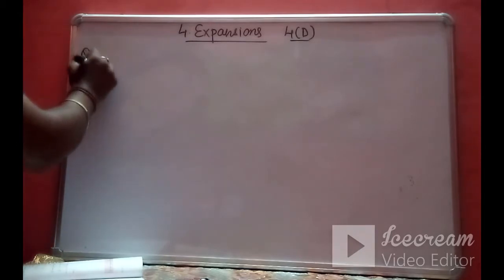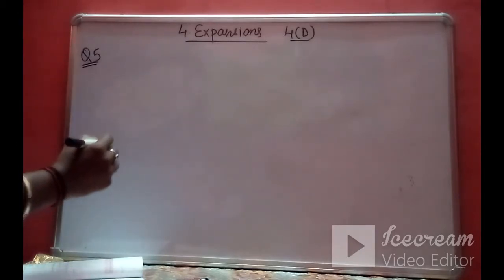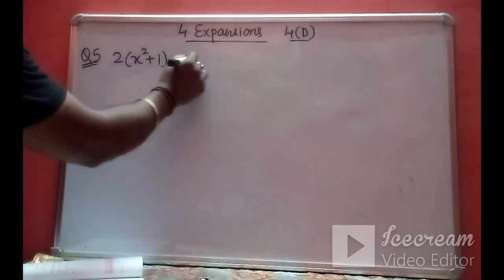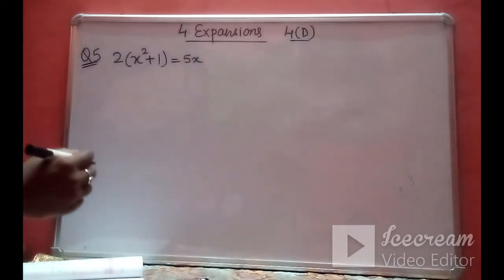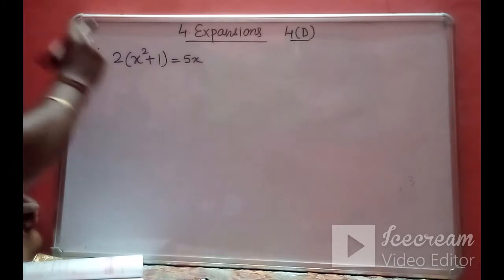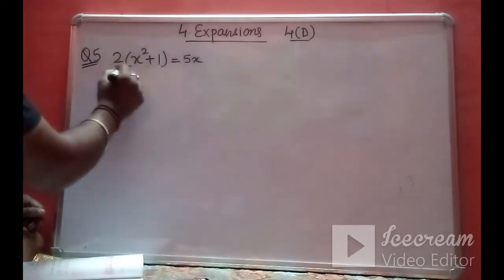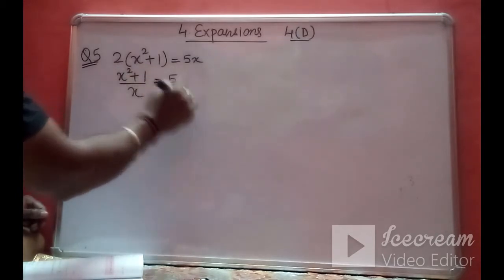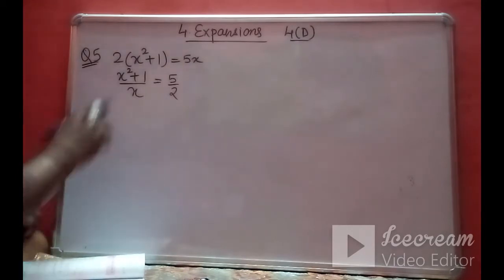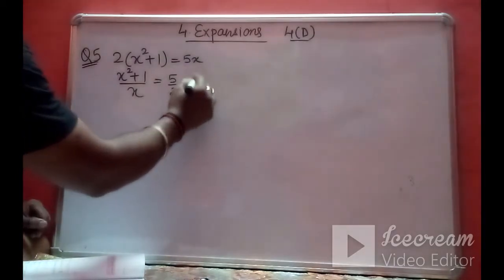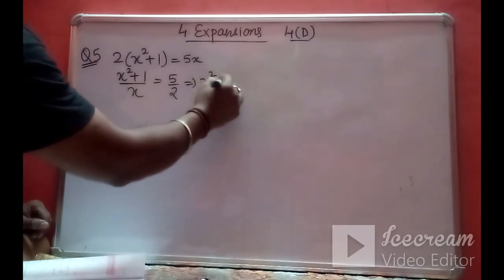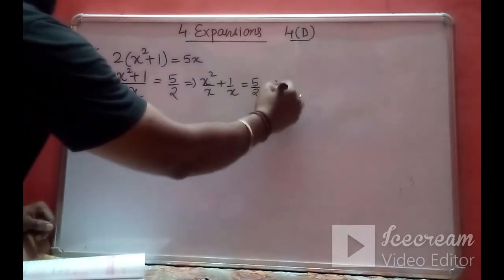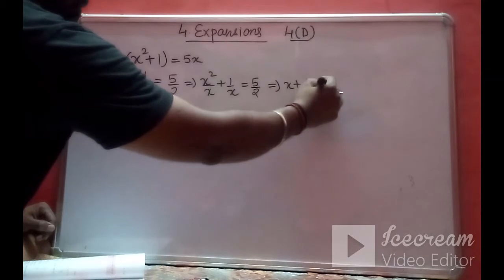Okay, let's see question number 5. So it is 2 into (x square plus 1) equal to 5x. Okay. Now we will adjust. And how will we adjust? We will take 2 here and bring x here like this. So (x square plus 1) upon x equal to 5 by 2. Okay. This will be our first step. Then we will divide this x individually, like this: x square upon x plus 1 upon x equal to 5 upon 2. So finally we will get x plus 1 upon x equal to 5 upon 2.